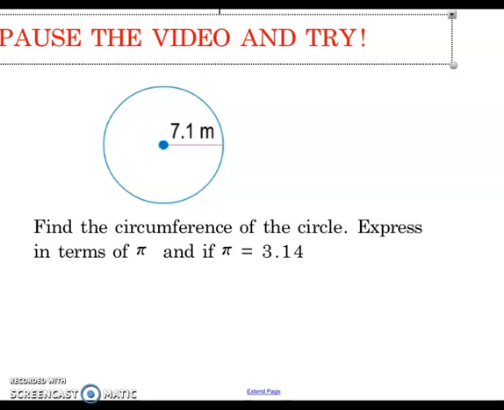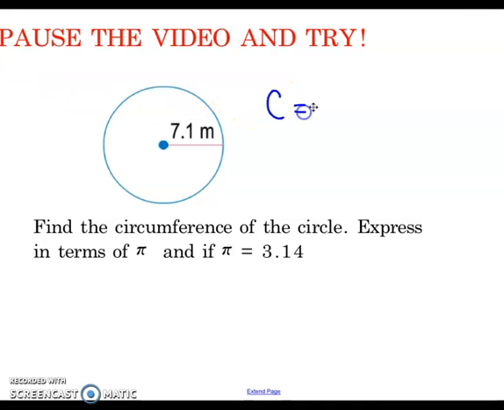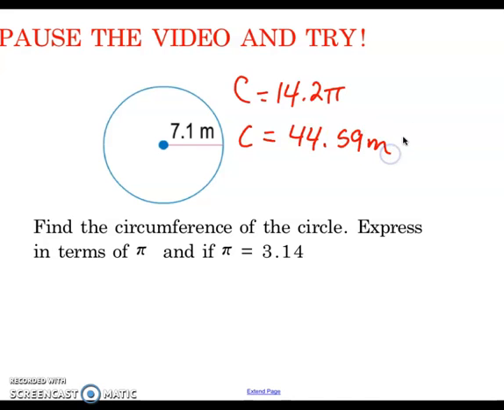So take a minute and pause the video. I will write the two formulas on the board, and try this one. Circumference equals pi d or circumference equals 2 pi r. Pause and then start again. So I hope you realize that the circumference in terms of pi is 14.2 pi. And then when you evaluate, you sub in 3.14 for pi, it is 44.59 meters. That is the circumference given the radius.